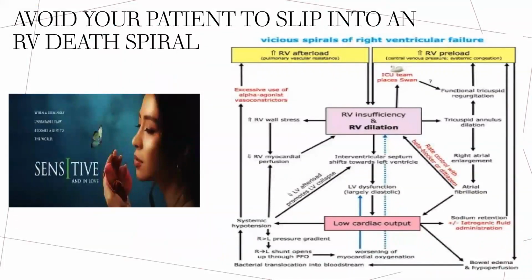What's called spiral of death? What's the meaning of spiral of death? Spiral of death means that once the RV is dilated, this leads to a shift of the interventricular septum, and this leads to decreased cardiac output.